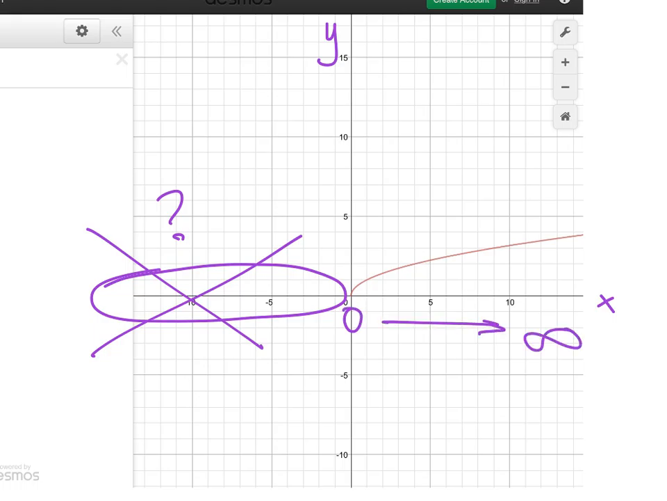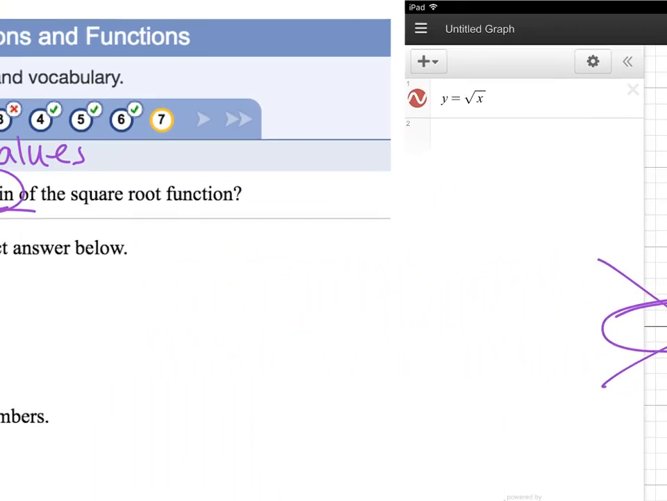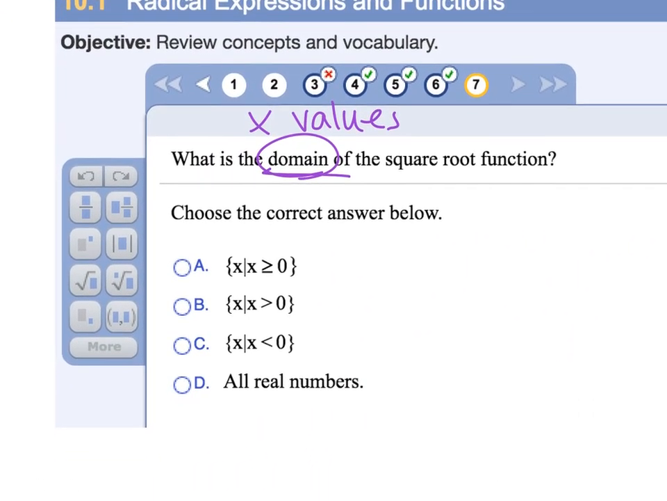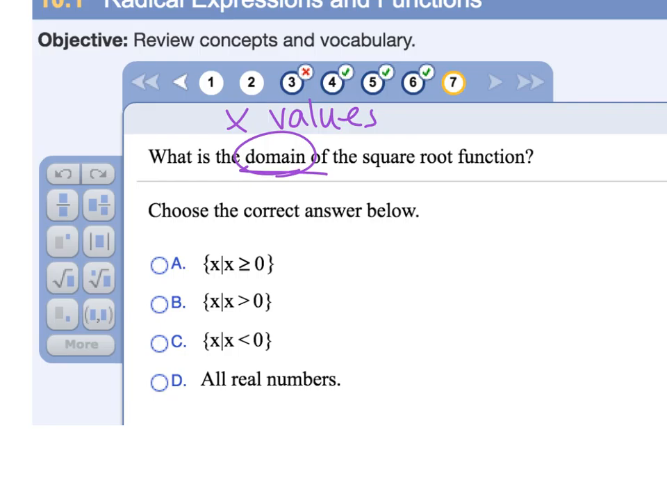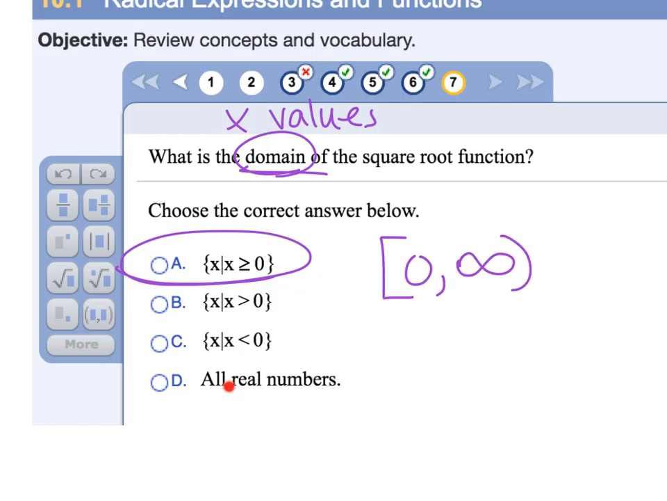All right? And so, if we go over here, the x values that start at 0 and go towards infinity is this option. This is all the x values that are equal to 0 or larger than 0, and that's this one. You could also have written it like this, 0 to infinity, but MyMathLab didn't give us that choice. So this is the other way, and this is the other way. The two different ways to represent that domain.